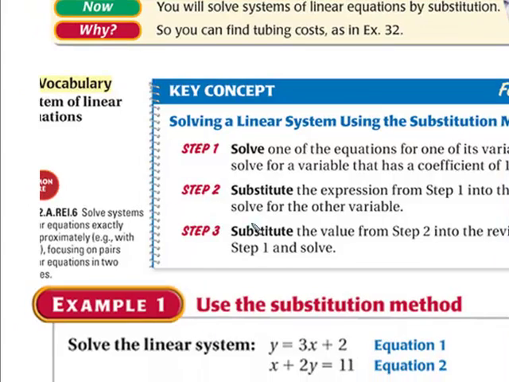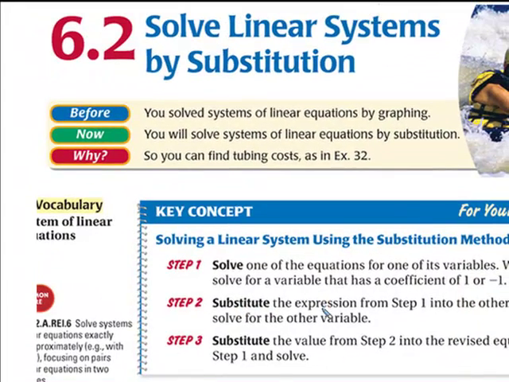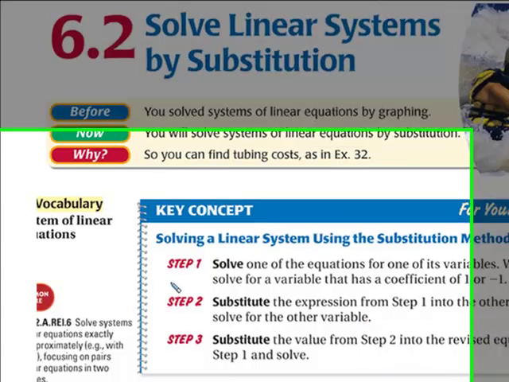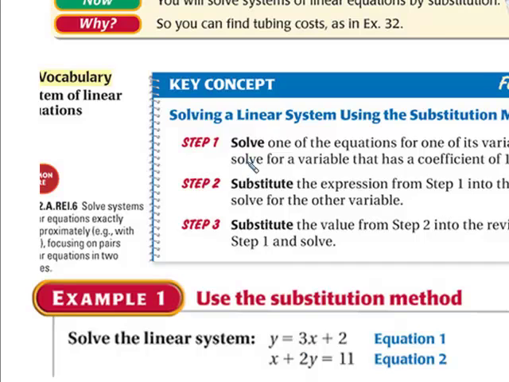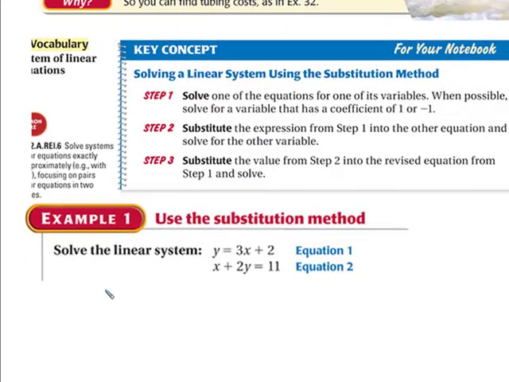The second step is substituting. We're going to substitute the expression from step 1 into the other equation and solve it for the other variable. So if in the first equation we solve for x, we're going to substitute that expression into the other equation for the x, and we'll solve it for the y. So that's what it means by solving for the other variable. And then step 3, you substitute the value from step 2, so whatever we get here, into the revised equation from step 1 and solve it. I know this is very wordy, so let's go ahead and just look at an example.